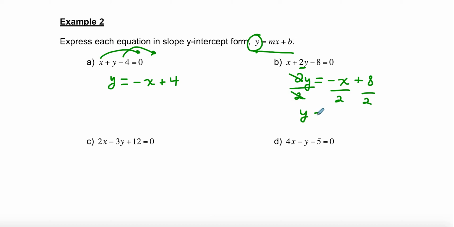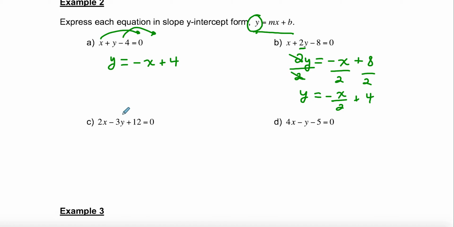So y equals -x/2, which just means the slope is -1/2. That's down 1/2. If you can divide, please divide. So 8 divided by 2, a lot of students will just leave it as 8/2. Why not just make that 4? 8 divided by 2 is 4. If it divides evenly, then divide. If that was 8/3, I'd probably just leave it as 8/3. But 8 divided by 2, just divide it. Make it more simple if you can.